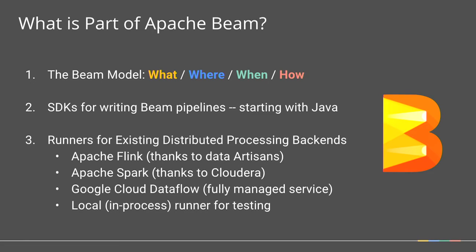So what's there? What's the part of it? It's the PIM model. It's the thing that focuses on answering the what, where, when, and how questions. It's the SDKs for writing PIM pipelines, starting with Java. We are working on Python as well. And the runners for existing distributed processing backends.